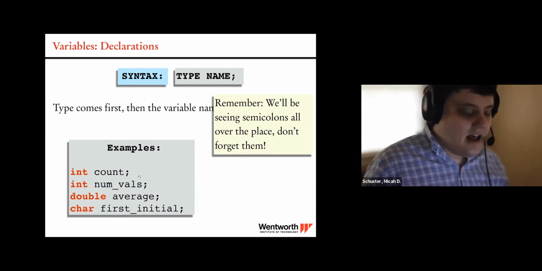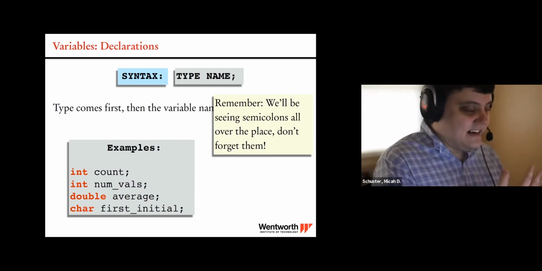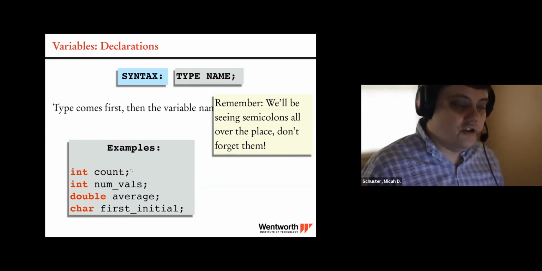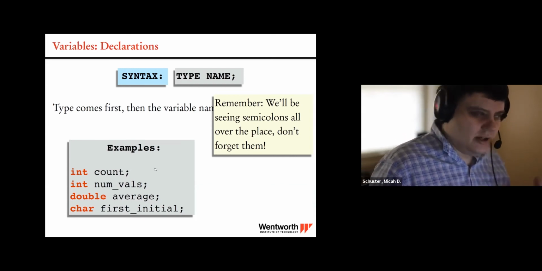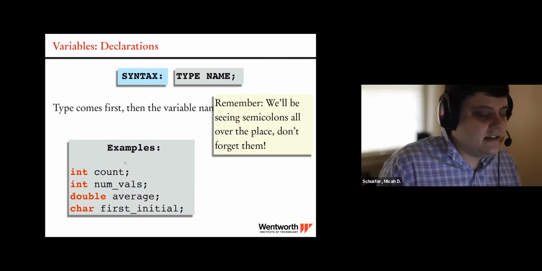This is telling Java, this variable exists, it is an int, and its name is count. That's the idea of doing this declaration. So whenever you hear me talk about, did you declare the variable, or how did you declare the variable, this is what I mean.